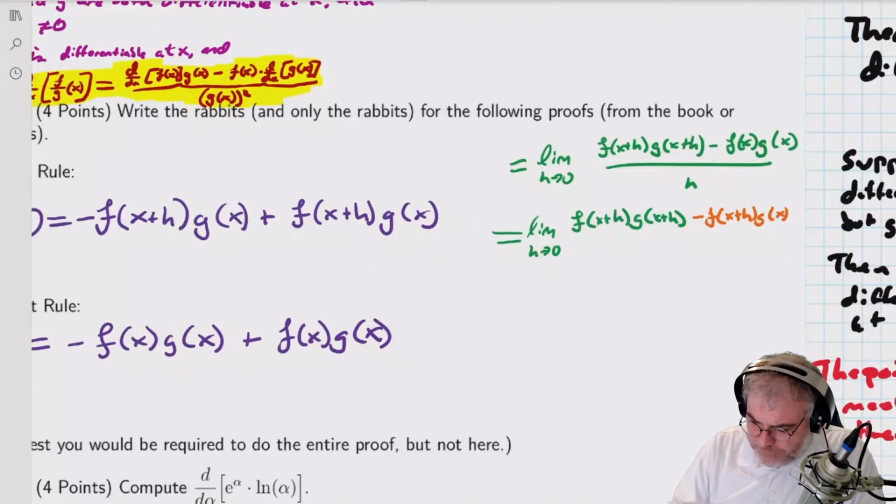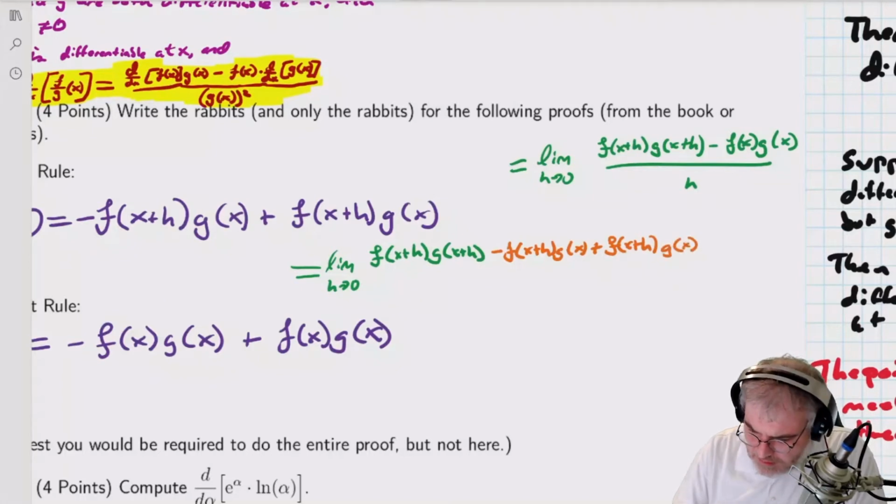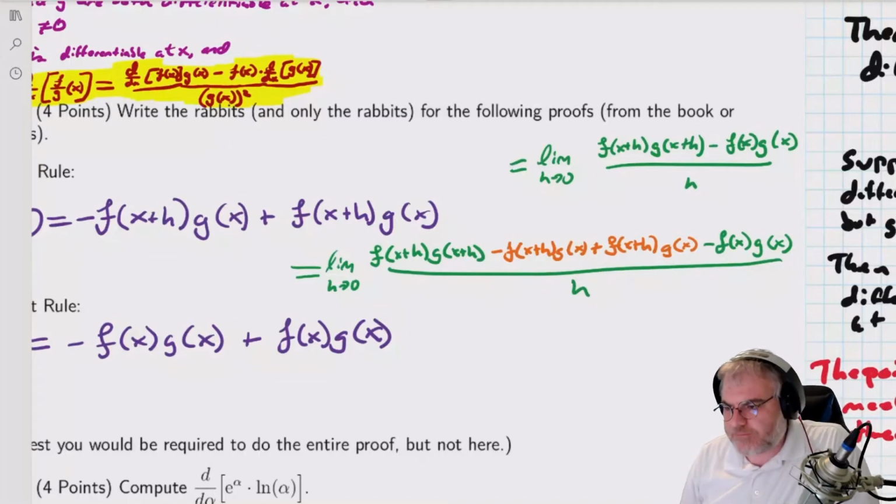I don't have enough room. Plus f of x plus h, g of x. Oops. Minus f of x, g of x. And because I added that rabbit, I can now factor the whole thing. Right? So this right here adds up to 0. So I can do it. It's legitimate.